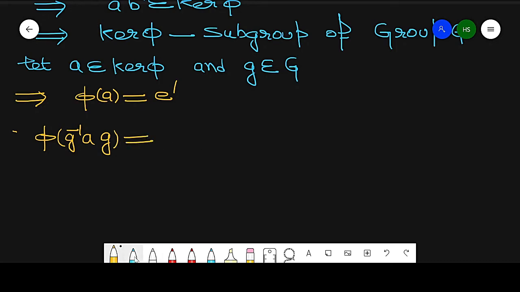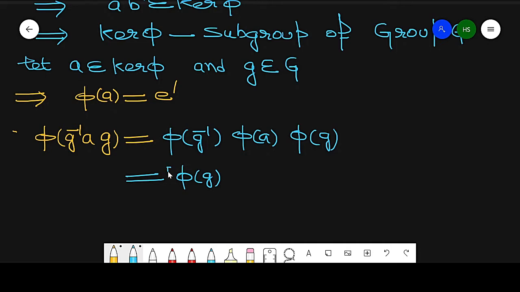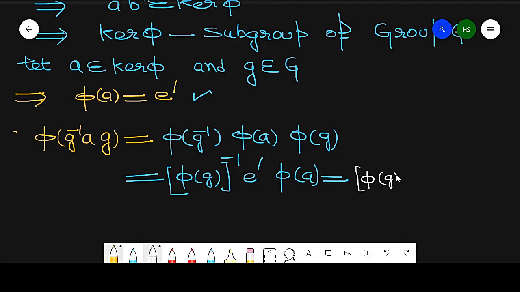Since phi is a homomorphism, this can be written as phi g inverse, phi A, into phi g. Now this can be written as phi g raised to power minus 1 and phi A, which is E dash, so E dash into phi of A. If identity is multiplied with any element, it gives phi g raised to power minus 1 into phi g. When we multiply, the inverse pair gives E dash.